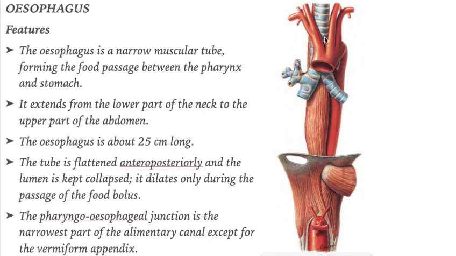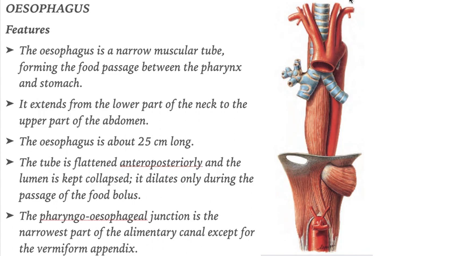The esophagus is an intramuscular tube forming the food passage between the pharynx and the stomach. It extends from the lower part of the neck to the upper part of the abdomen. The esophagus is about 25 cm long, flattened anteroposteriorly, and the lumen is kept collapsed. It dilates only during the passage of the food bolus.